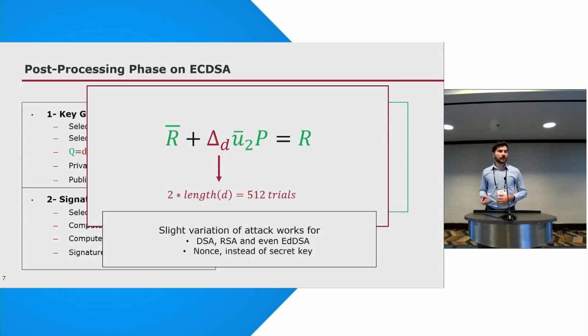And we show that a slight variation of this attack also works for DSA, RSA, and even for EdDSA. It also works when the fault is injected into the nonce instead of the secret key.